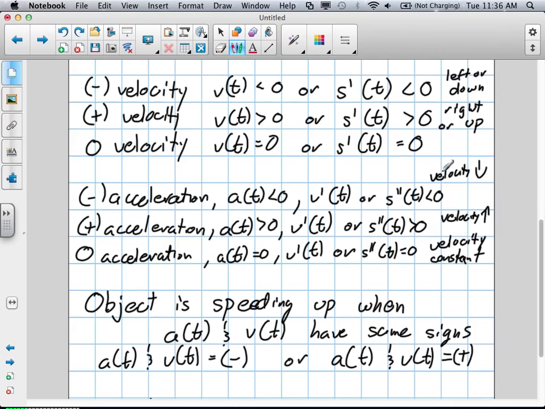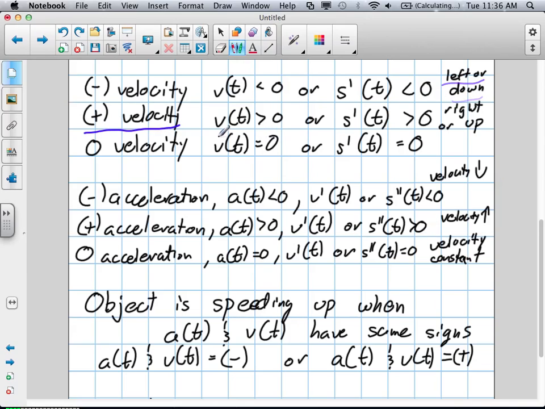When we have those rules, we're going to apply them. These are some quick things to help us out. Velocity. So we have negative velocity. Negative velocity is when v of t is less than 0, or s prime of t, the derivative of our function, is less than 0. And all that means is we're going left or down along our straight line. Think of it like a Cartesian plane. We're going in negative directions. We either go to the left, if it's a horizontal line, or we're going down a vertical line. That would be a negative direction. Remember, we're always talking about a straight line, s of t.